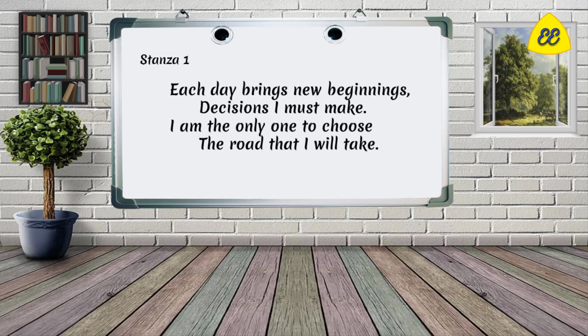First stanza. Each day brings new beginnings, decisions I must make. I am the only one to choose the road that I will take. Poet J. Morse put himself in teenagers' shoes. So, the speaker of the poem is a teenager. Now let's understand the first stanza.